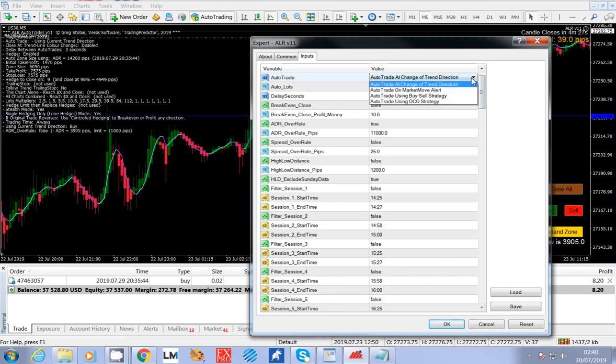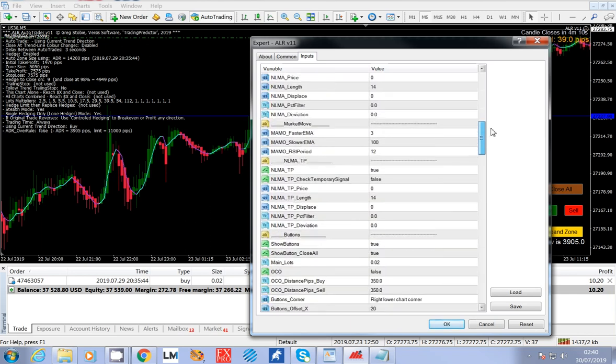If you had set it for using current trend direction, then the ALR will open a trade at any point up here, but will not close at TP. It will wait until the color changes and count that as the TP and close if you have this setting enabled. So NLMATP take profit set to true will close the trade when the color of the trend line, no lag MA trend line, changes color. Okay, put it back.